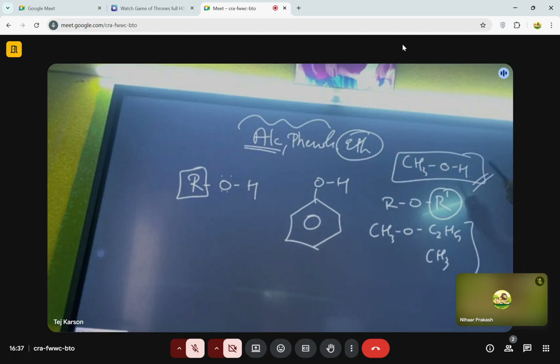That is a wrong example for ether, that's the right example for alcohol. I told it should not be there, but it's there. So this is not the ether, that's an alcohol. See, that's why I'm taking time.